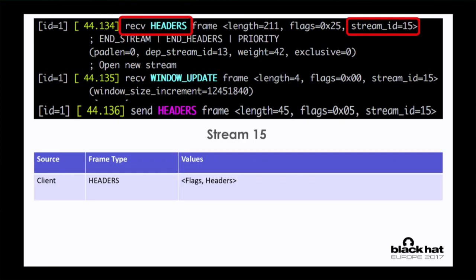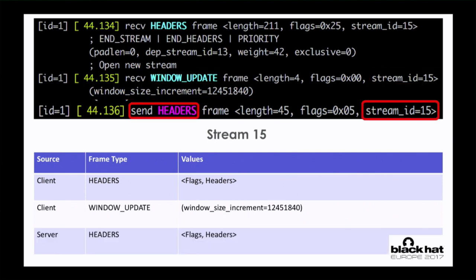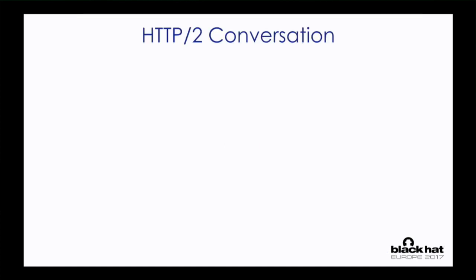This is a typical conversation. In this case, it's a GET request. I didn't include the headers because of slide real estate. But we have a headers frame sent over stream ID 15. You can see that in the right corner. This is essentially a GET request with no body payload. Next, the client sends a window update frame, which would increase the window size for this particular stream. This is sent over stream ID 15. And then the server responds, probably, I think this was a 404, with no content over the same stream ID. So this should give you roughly a good idea of how an H2 conversation looks like.